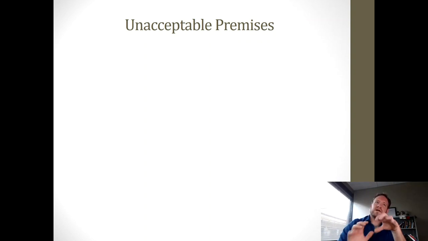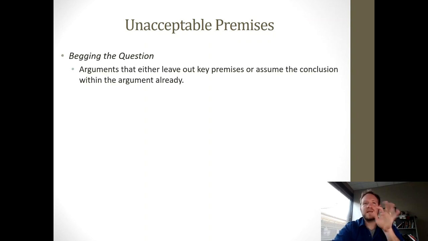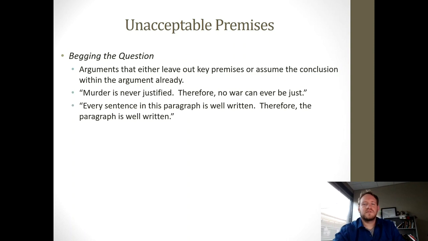Another category of fallacies that we can look at is broadly called unacceptable premises, right? So we have begging the question here. This is sometimes called a circular argument, and they're arguments that leave out key premises or assume the conclusion within the argument already, right? The circular arguments are the ones that have the conclusion kind of built into the argument already. So let me give you a couple of examples of this.